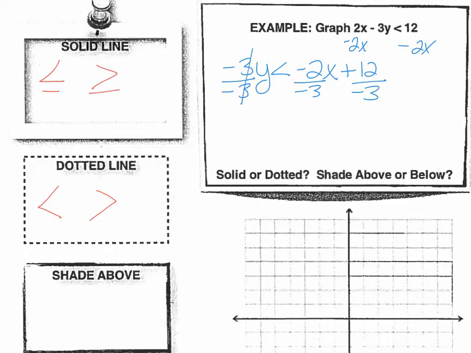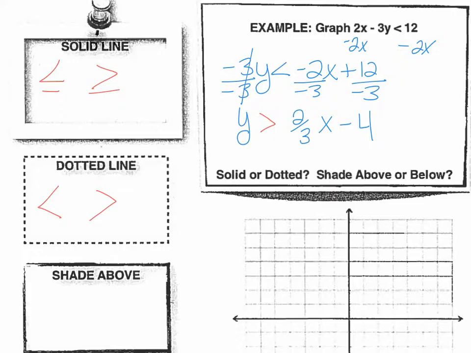So negative 3 over negative 3, that will cancel. Negative 2 over negative 3x is going to give us positive 2/3 x. And 12 divided by negative 3 is going to be negative 4. And don't forget the really important rule when you're solving inequalities. If you multiply or divide by a negative number, as we've done right here, you need to flip your inequality sign. That sign is going to switch. So it's now going to become a greater than rather than a less than.